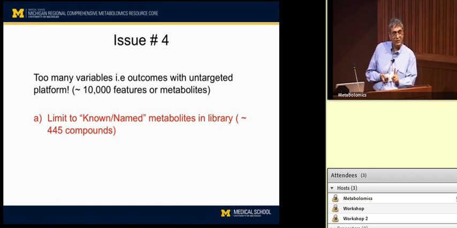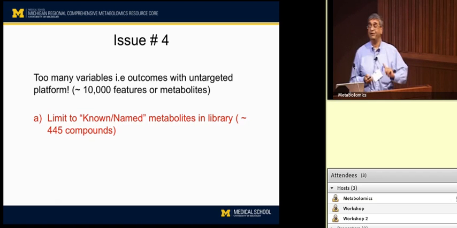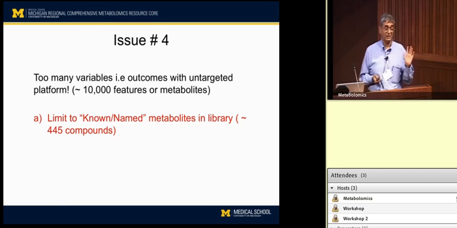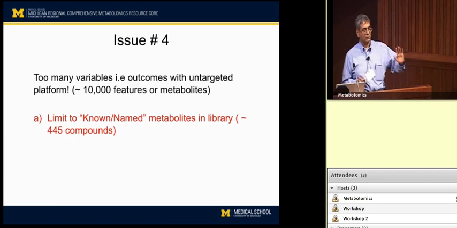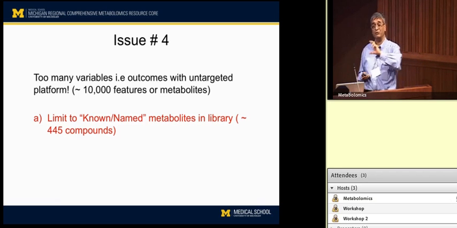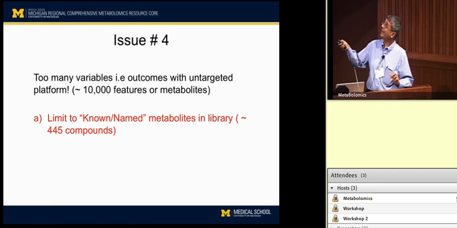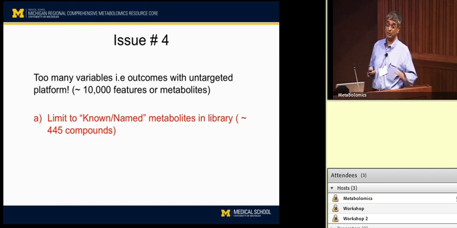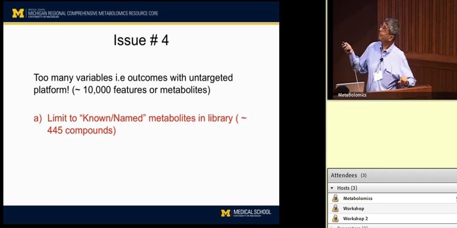So one of the first things we did was limit to the known, or named, metabolites in the library. Very first step, just cut it down to only the known metabolites. That actually cut it down to 445. The rest, a lot of them are unknowns, which is not entirely clear what they are. They could just be adducts of some sort, but we are not entirely sure. So we eliminated a lot of the mass features by this.